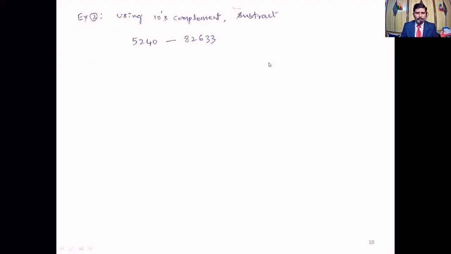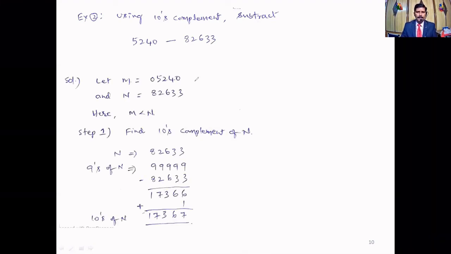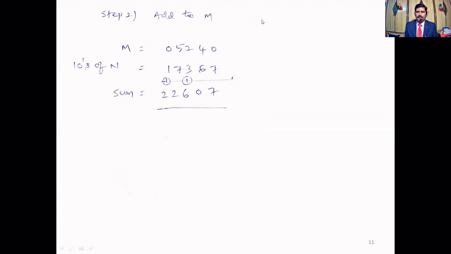Let us do some other problem using 10's complement subtraction. Let us say this is m and this is n. M is less than n. So this is n. This is the 9's complement, and if you add 1, then it is the 10's complement. Now you add this value to m. So m is this one, and the 10's complement of n, just add it, and we will get this one.